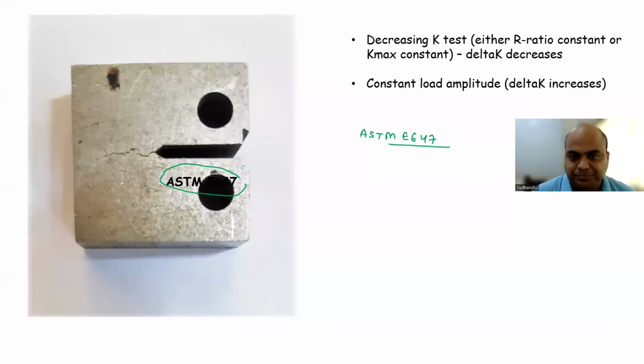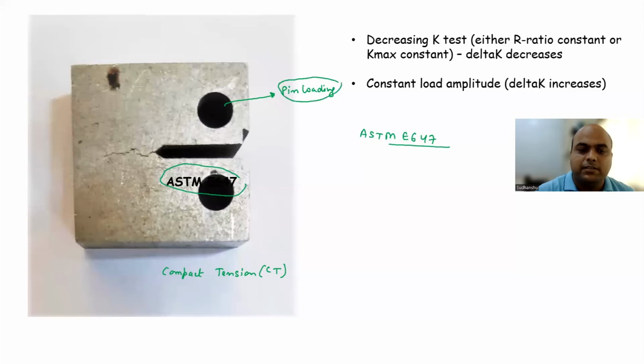metallic systems. If you want to do fatigue crack growth measurement, the first step is to generate pre-cracking. So what sample is this? This is compact tension, CT. We are doing pin loading here, right? This one also I have discussed, and this is your notch. What I have shown here is the pre-crack. If you see this line, this is your pre-cracking.